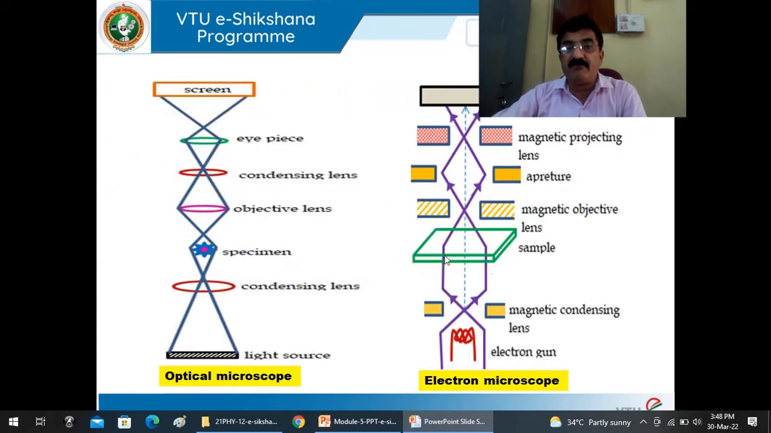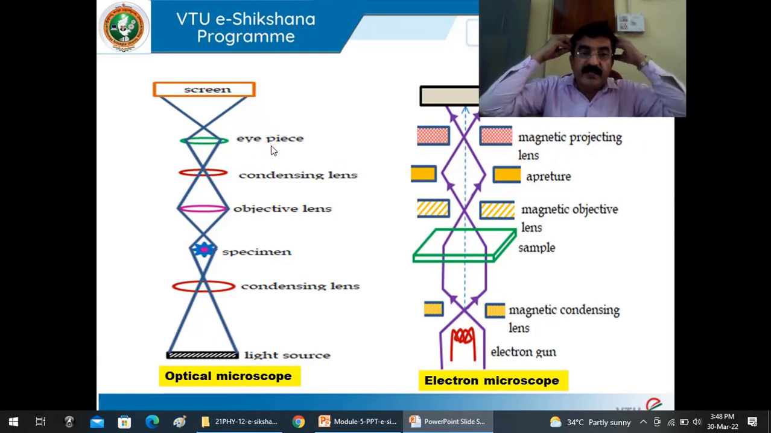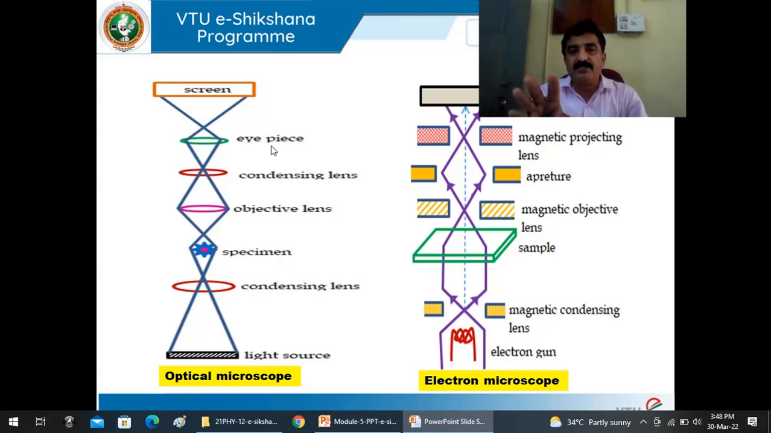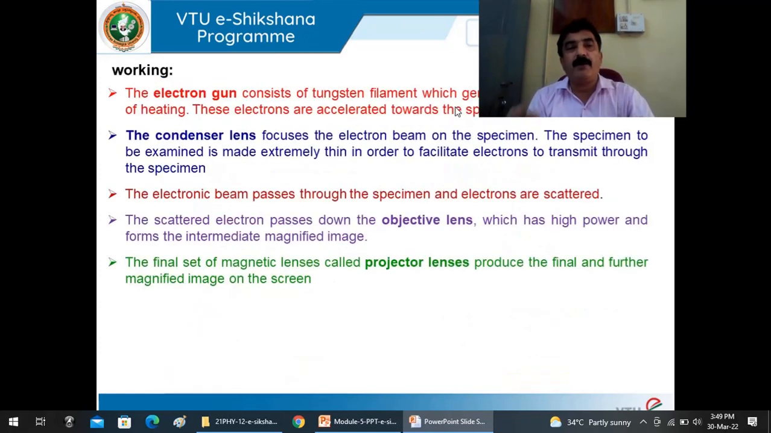A projector lens is equivalent to eyepiece. Eyepiece, projector lens, both are the same. What job does the eyepiece do? The rays fall on my eyeball and finally the image is formed. Same job is done by the projector. Electrons are projected on the screen and on the screen they produce an image. The image thus produced is an exact replica of the specimen. Whatever information they gather from the specimen, they reproduce it on the screen. Dear students, it is almost like taking a photo of the sample. Almost like taking a snap of the sample. So that is the working part of TEM.